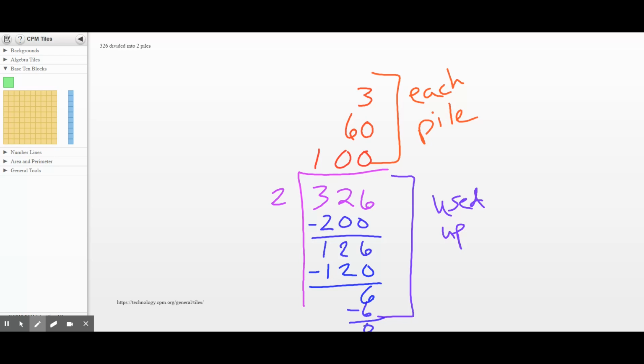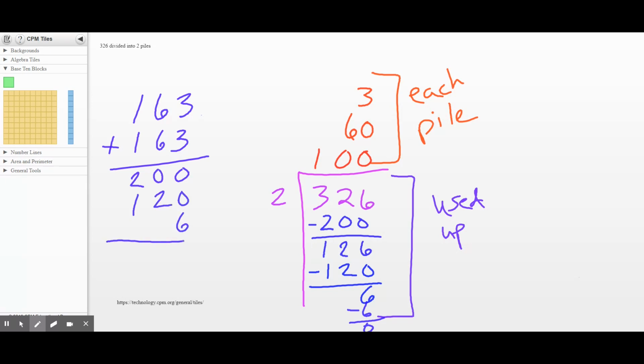Is that what you got? Excellent. So how can I go about checking that I actually solved that correctly? Well, if I have 163, and I've got 2 piles of that, I could add 163 plus 163. So if I have 1 100 and 1 100, that's 2 100s. That's a value of 200. A 60 plus a 60 is 120. And a 3 plus a 3 is 6. And that would equal 326, which is what I started with.